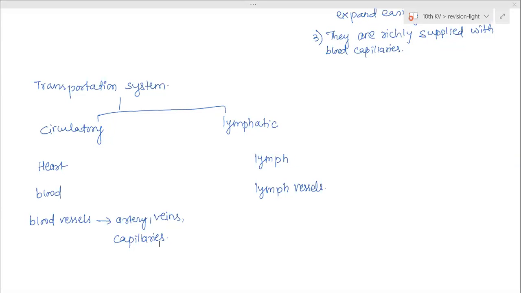It's clear? And the lymphatic system: lymph is the intercellular or extracellular fluid, which flows in a unidirectional manner. It takes all this intercellular fluid and drains it back to the veins, into the blood in the veins again. It also builds up the immunity system of the body, and it is transported through vessels.